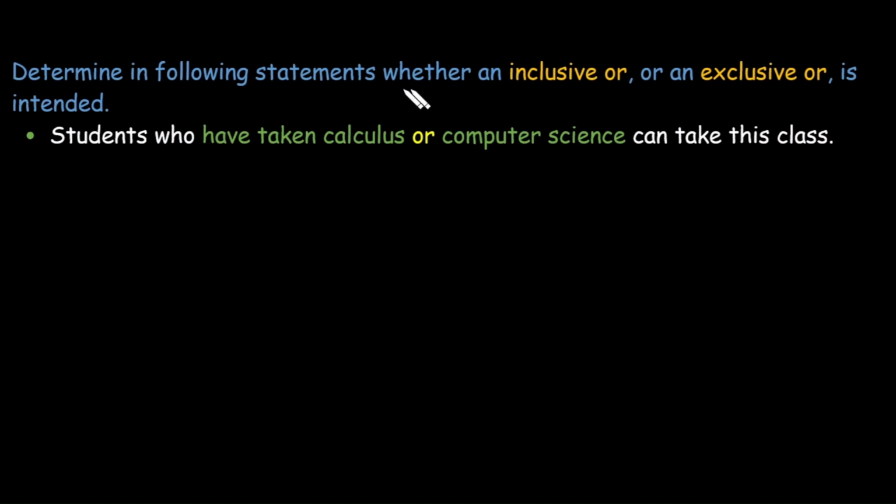We need to determine which of the following statements represents the inclusive or the exclusive OR. First example: students who have taken calculus or computer science can take this class. Simply, you have to think, can a student have both things at a time? Yes. Like in this case, a student can have calculus as well as computer science. It means this or is inclusive or.